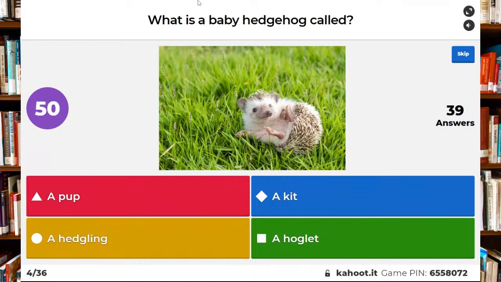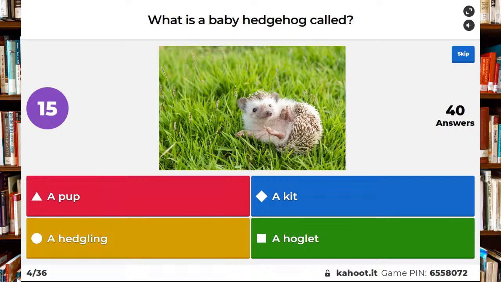51 seconds to go. Is it a pup, a kit, a hedgling, or a hoglet? What do we reckon? And just so cute. I mean, how cute is that? That is lovely, isn't it? Di, there's so much I could say about that comment, but I'm not going to because I would get in trouble. 20 seconds left, people. Baby hedgehog. A pup, a kit, a hedgling, or a hoglet?